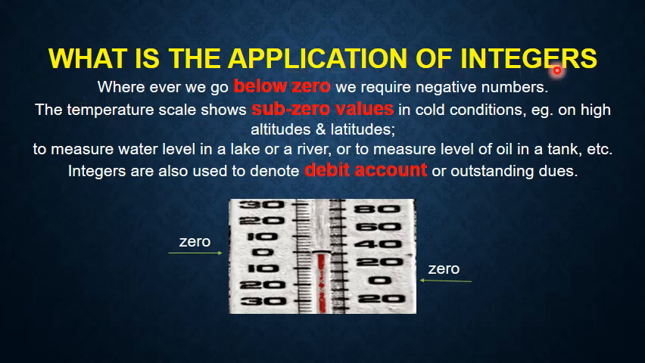What is the application of integers in our day-to-day life? Let us have some statements for you. Wherever we go below 0, we require negative numbers. Be it in sub-zero temperatures of cold countries where high altitudes and high latitude nations are there, to measure the water level in a lake or a river, or to measure level of oil in a tank. Integers are also used to denote the debit account or outstanding dues. So sub-zero is shown here in both the scales.